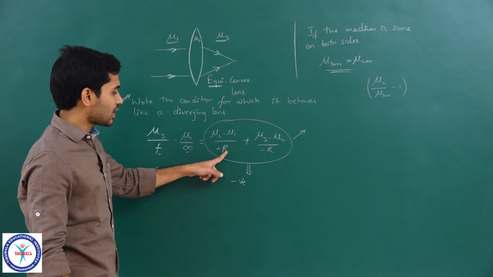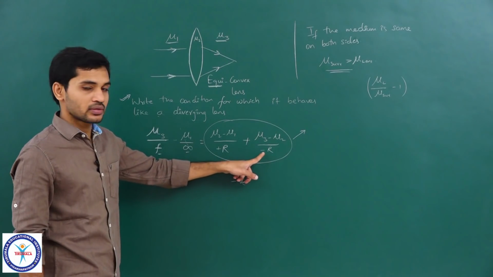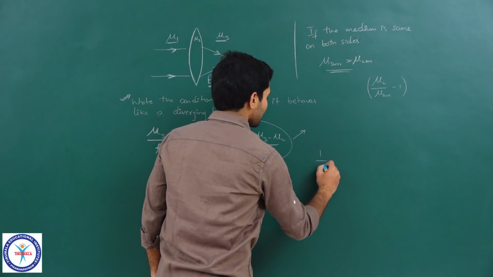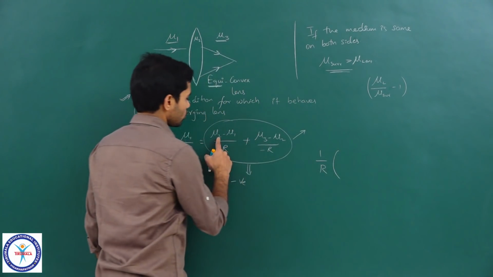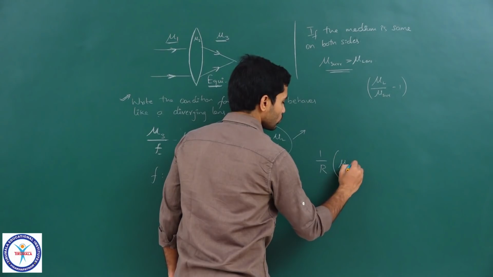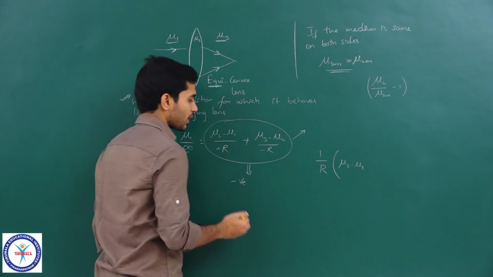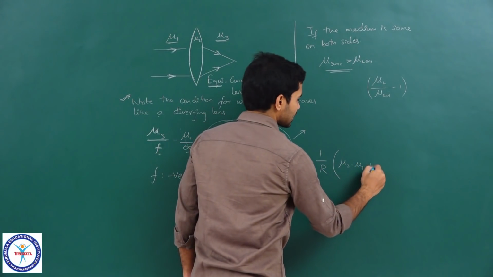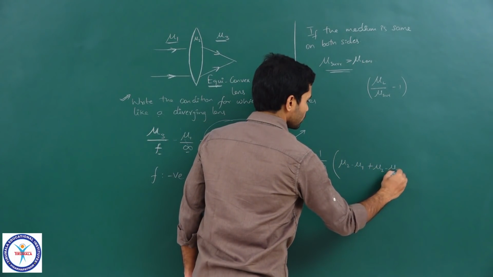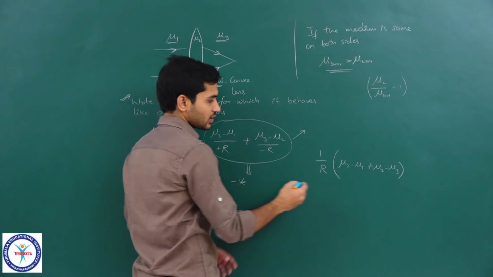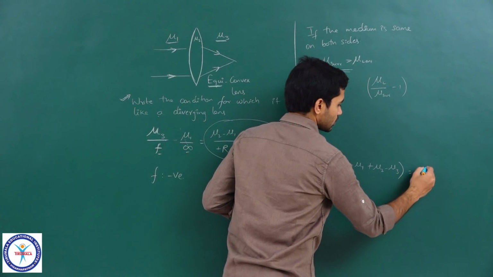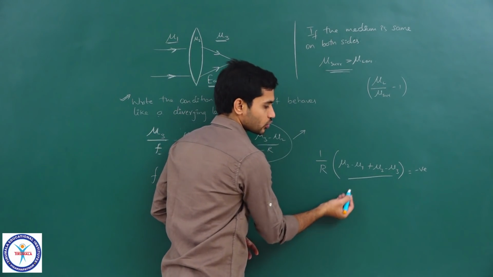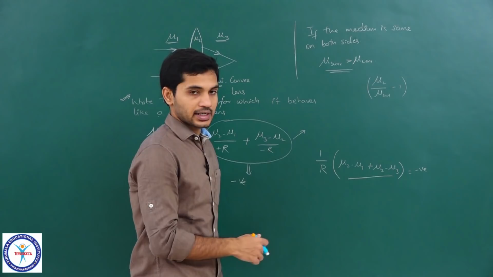So, just simplify that. R is common on both the sides. So, take R common. So, that becomes 1 by R into what do we have here, mu 2 minus mu 1, and because we have a negative sign here, I can write this as mu 2 minus mu 3. So, as they have given, this should be negative, correct. So, if that is negative, can I say that this parameter here should be negative? So, that is the condition.